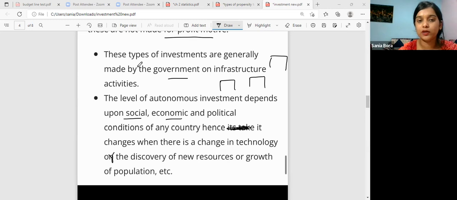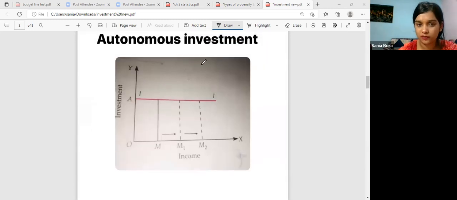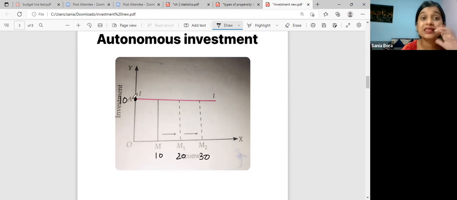Okay. Now we will draw the graph for autonomous investment. Basically, this is your investment and this is your income, right? You can see earlier your income was 10, now it became 20, now it's 30. But you can see your autonomous investment is 10, right? And it is 10 throughout, whether your income is increasing or decreasing, no matter what. Your autonomous investment will remain the same, right? So this is autonomous investment, which is not being affected by the level of income, right? Okay.